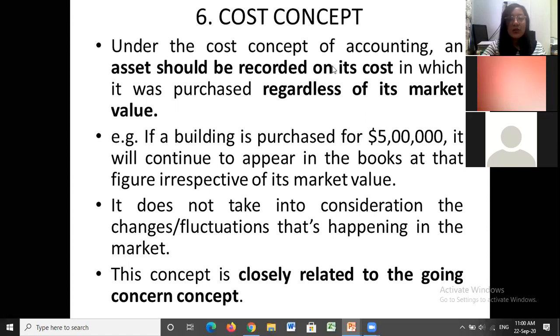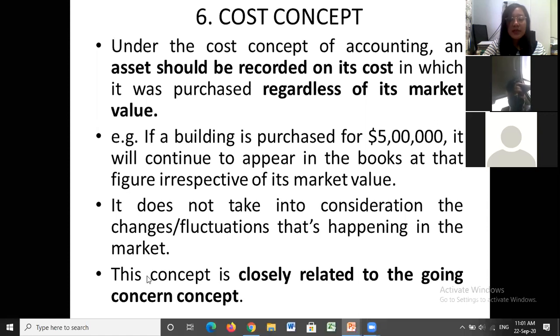Okay, so the cost concept says it does not take into consideration the changes or fluctuations that are happening in the market. Whatever the market value of the building, whether it goes up or down, you will not take it into consideration when it comes to accounting. You will record only the 5 lakhs when it comes to accounting.